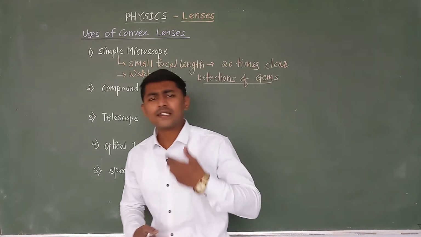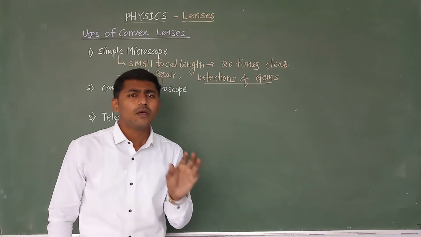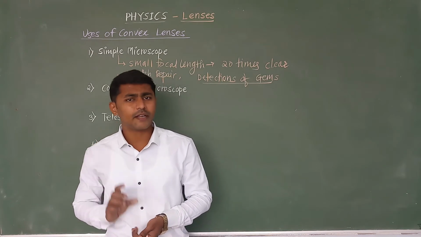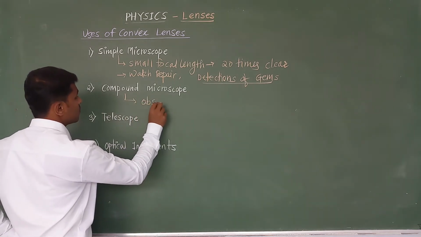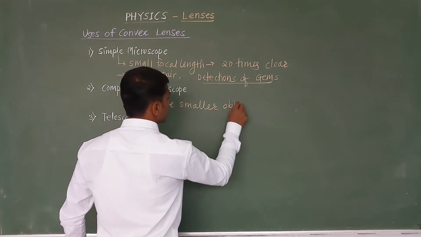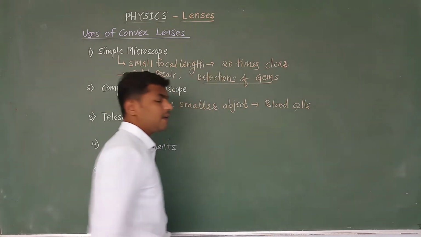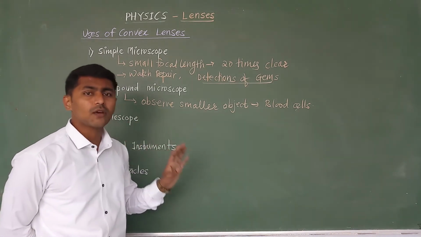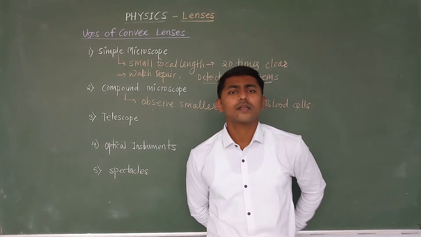Okay students, now what is a compound microscope? A compound microscope is a microscope which is used for the observation of very tiny particles, just like blood cells. It is used to observe smaller objects like blood cells. There we use a compound microscope, and both the microscopes contain convex lenses.